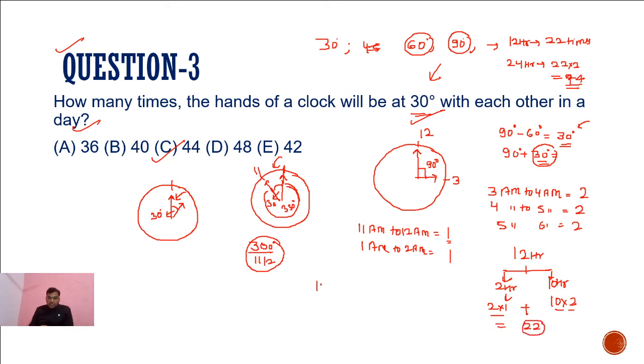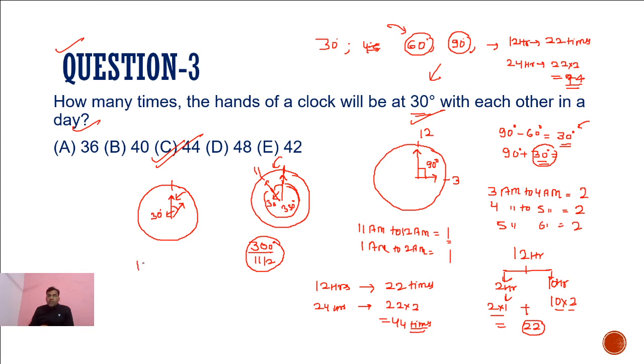So in a 12-hour period, the angle of 30 degree will be made 22 times. So in a 24-hour period, the angle of 30 degree will be made 22 into 2, that is 44 times. That's the answer to the question, and this is option number C. Even if the question is about 60 degree, you see that again the answer will be 44.